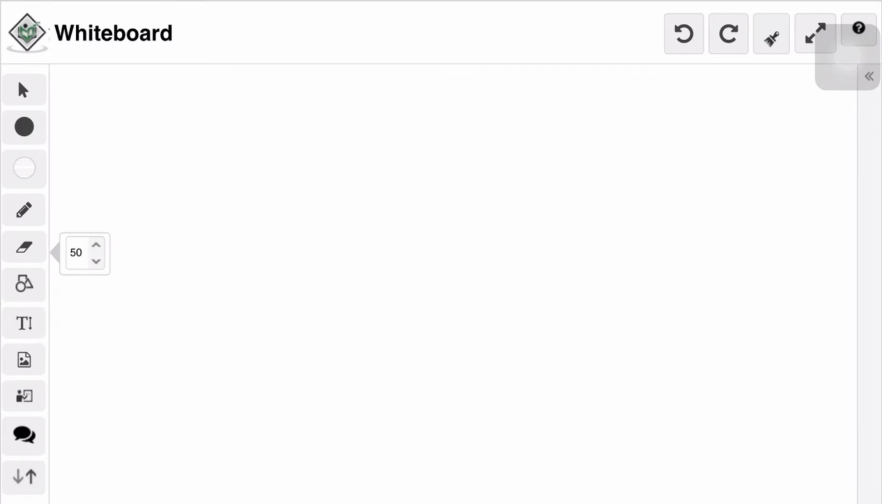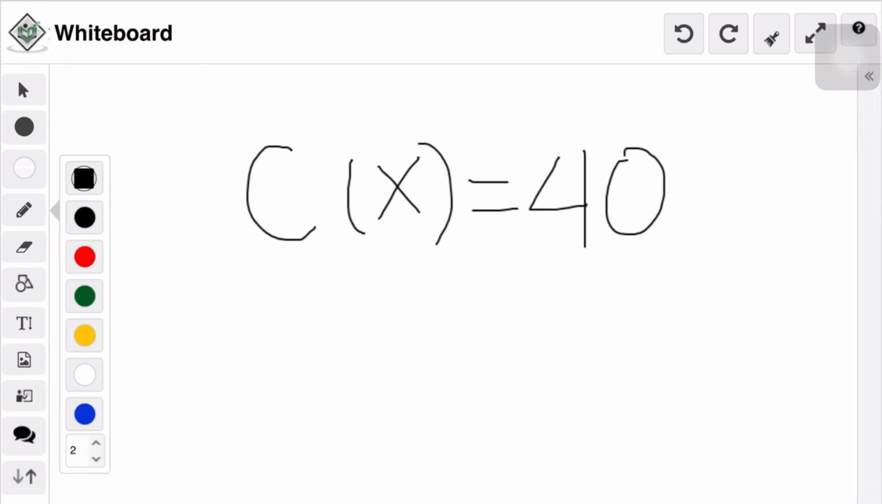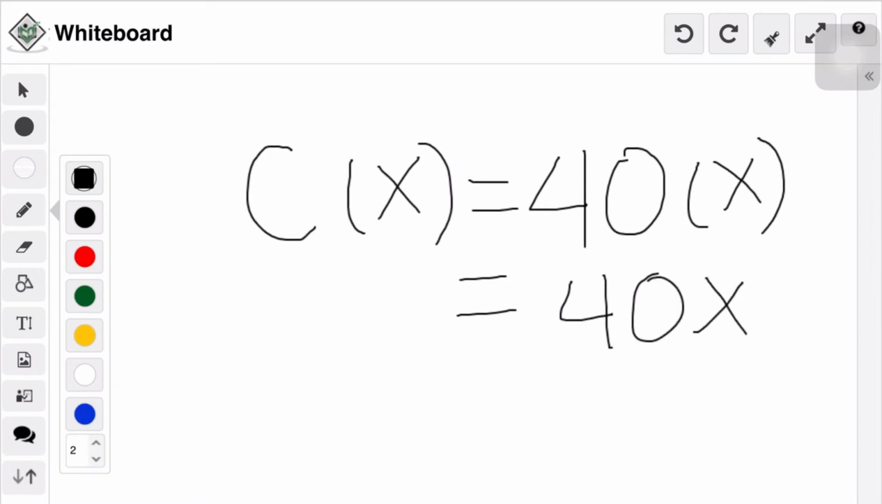So first, function c. We will just put c here, then x, since x is representing the x meals. Then after that, we will put the 40 pesos here, and x as the x meals. Next, we will just multiply the 40 to x, which will result in 40x. And the answer is 40x.